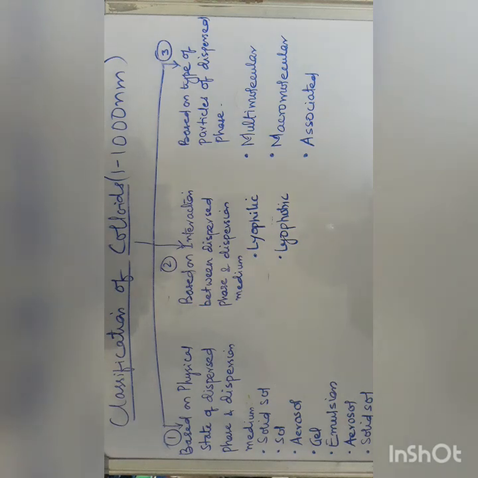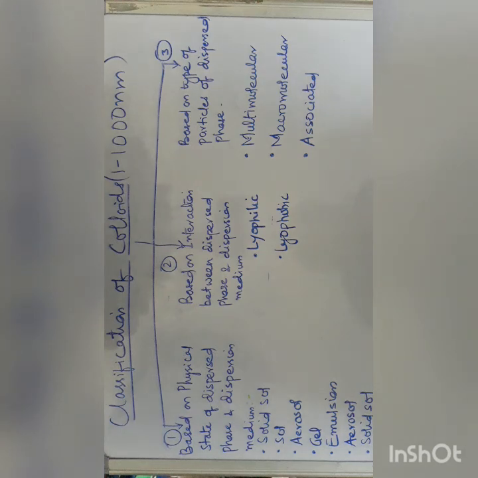So colloid, which is a mixture wherein the particles of dispersed phase are between 1 to 1000 nanometer, is further classified into three categories. The first category of classification is based on the physical state of dispersed phase and dispersion medium. So based on the physical state, that is solid, liquid or gas, of dispersed phase, that is the particles of the colloid, and dispersion medium, that is medium of the colloid, there are various types of colloids.